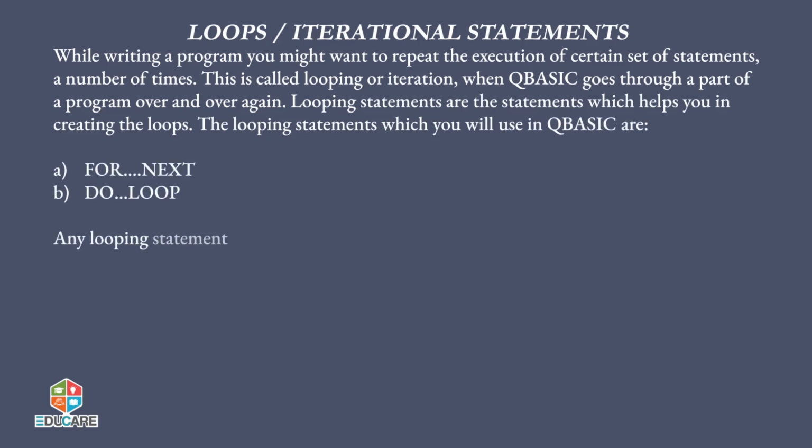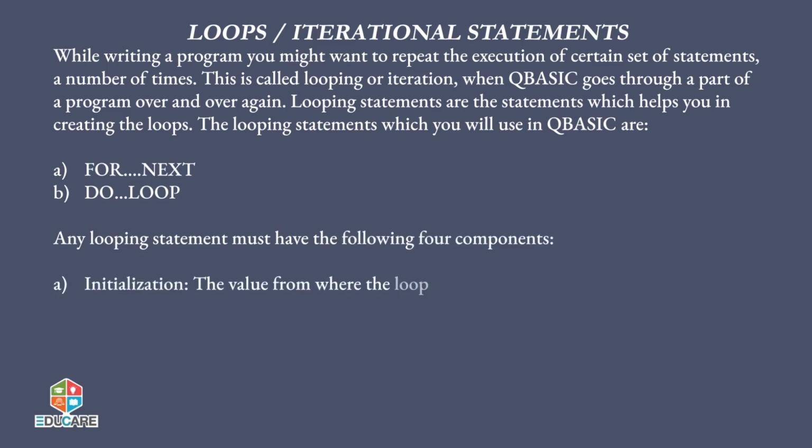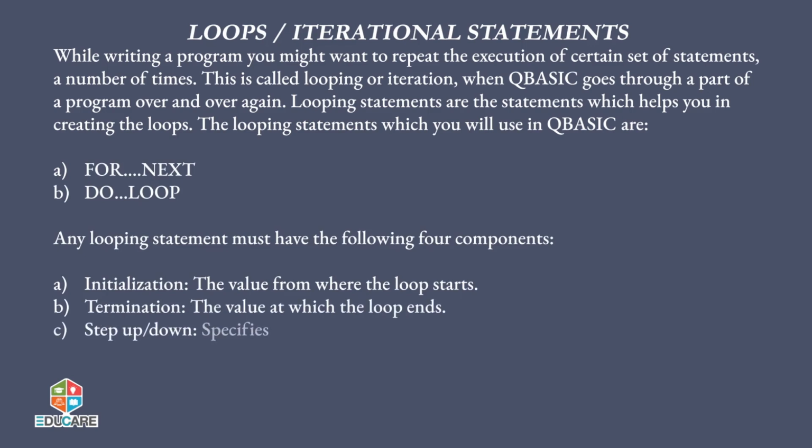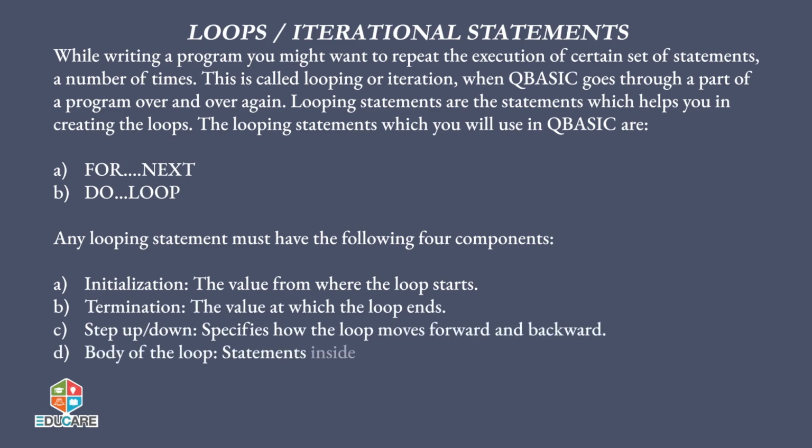Any looping statement must have the following four components. Initialization, the value from where the loop starts. Termination, the value at which the loop ends. Step up or down, which specifies how the loop moves forward and backward. Body of the loop, the statements inside the loop that are to be executed repeatedly.